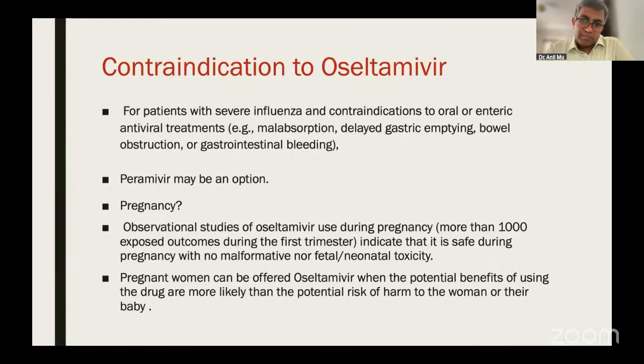So there may be some relative contraindications like a child having active bleeding, malabsorption, or bowel obstruction. But since peramivir is not available in our country, we will still have to find a way in this situation to give oseltamivir where it is indicated.